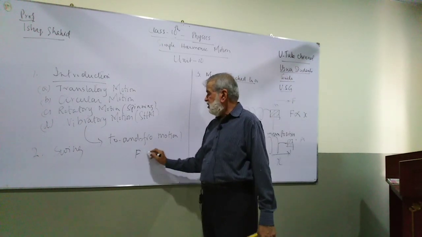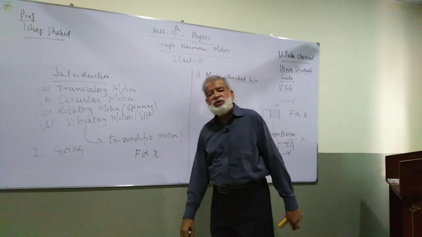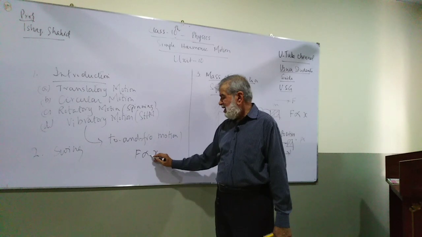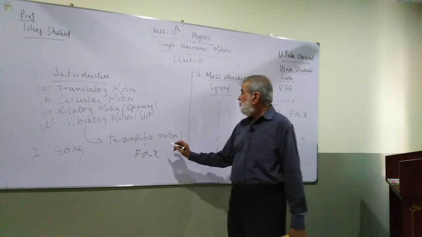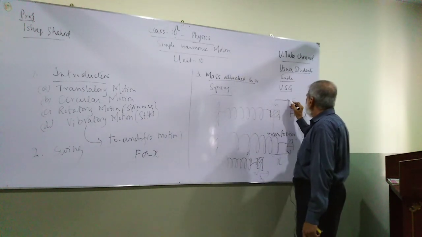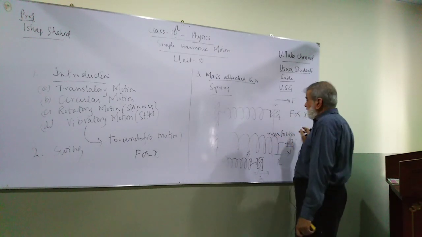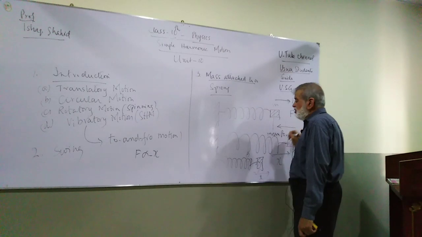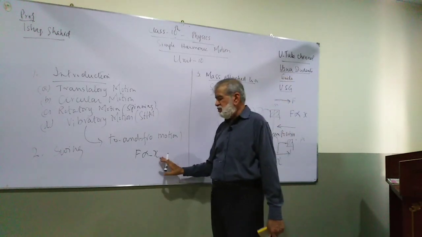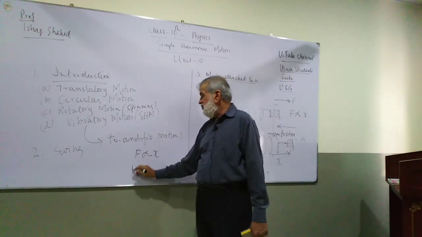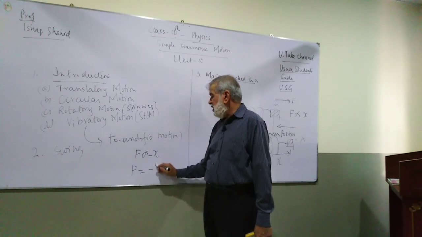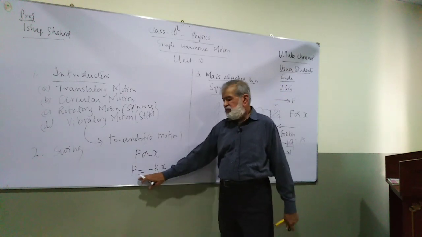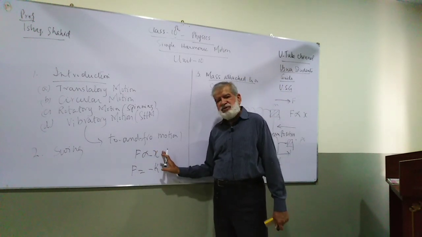this force F acting upon the spring is directly proportional to the displacement x, and we give it a negative sign because the force is applied in this direction. We apply it, but the restoring force acts in the opposite direction to the displacement, so with a negative sign, F is equal to minus kx. So the restoring force is directly proportional to displacement.